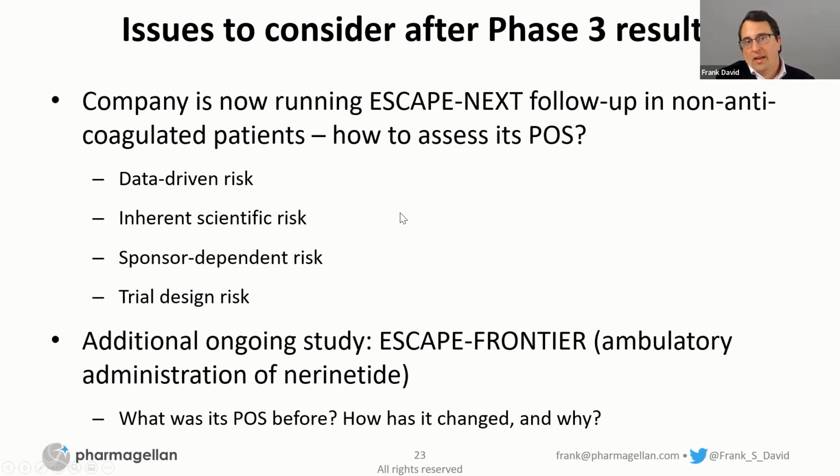So now this is a really interesting situation because now, from a Bayesian point of view, how do you consider the risk of this trial? So the inherent scientific risk is still reasonably high. The data-driven risk, I would argue, is probably a lot lower because there's something there, and those data are not terrible from the original study, and there's a good reason to think that the hypothesis is correct.